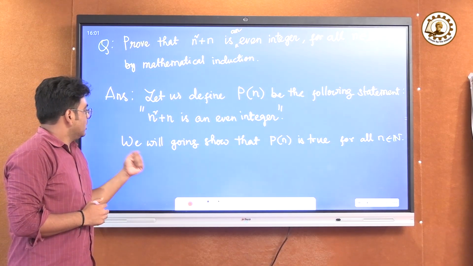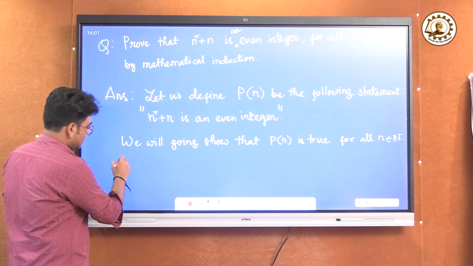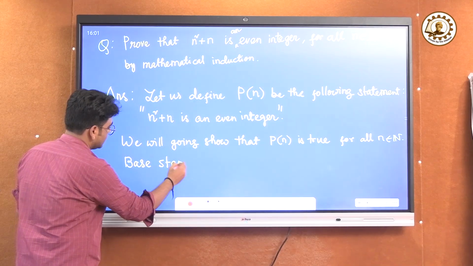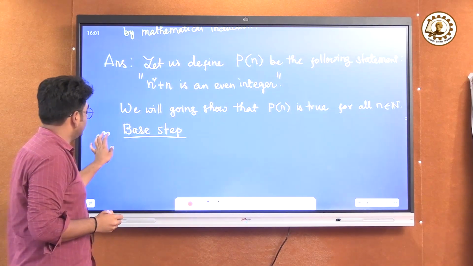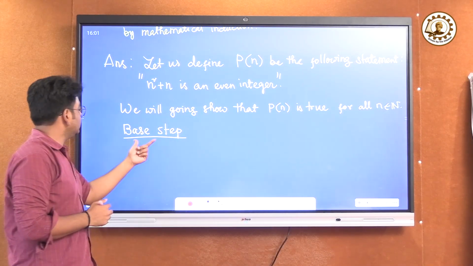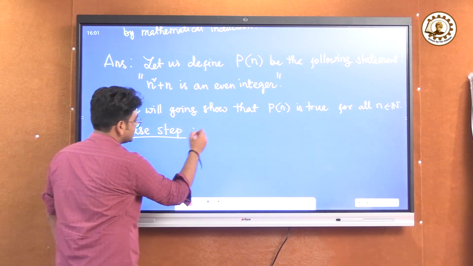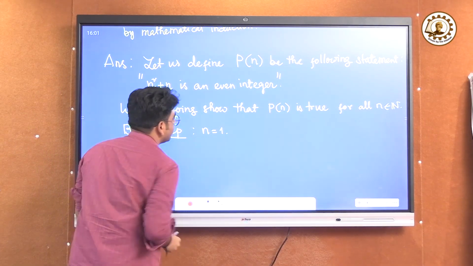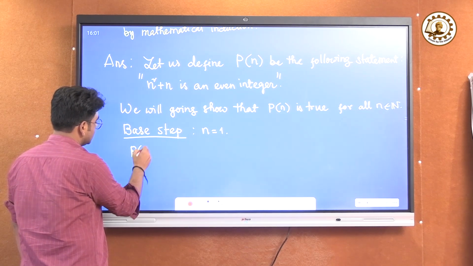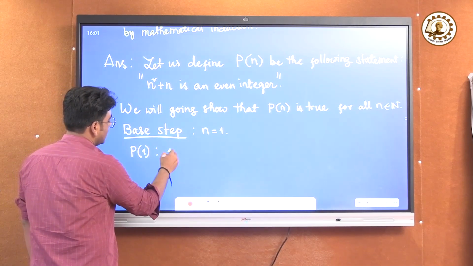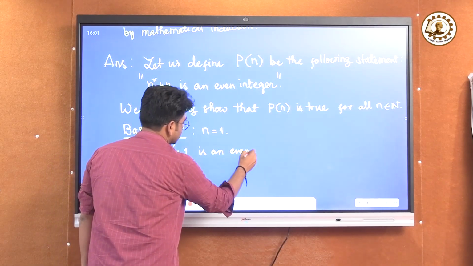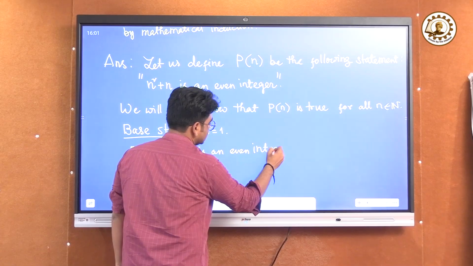First of all, we will prove this statement for n equals 1, and that step is called the base step. So the base step is for n equals 1. Okay. So now what is P(1)? P(1) is: 1 square plus 1 is an even integer. Correct? So this is the statement.